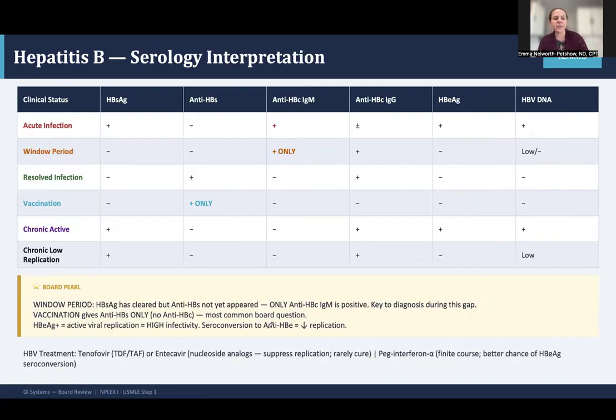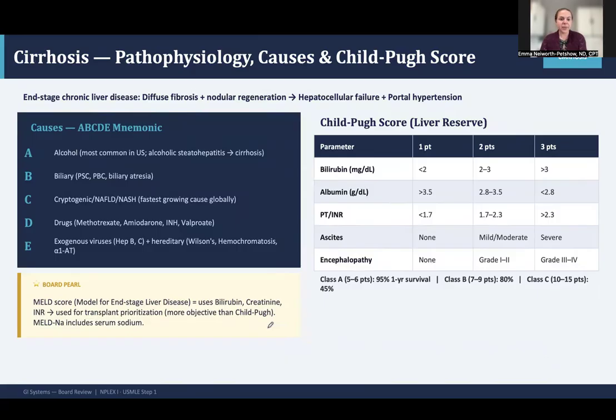Serology interpretation, definitely high yield for NPLEX 2, not so high yield for NPLEX 1. So really not an important thing to try to memorize. I wouldn't actually spend a lot of time on this factor.